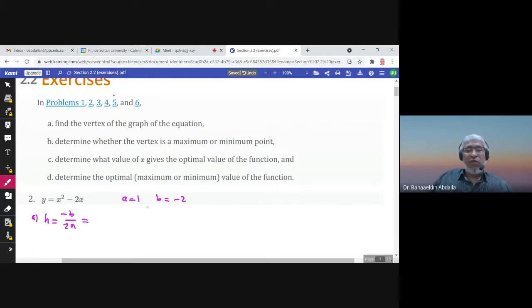So it's -2, it would be 2. 2 times 1 is 2, so h is 1. Then we find k. K is y of 1 or f of 1. So I replace x by 1, so 1 minus 2 times 1 is -1. So the vertex is 1 and -1.